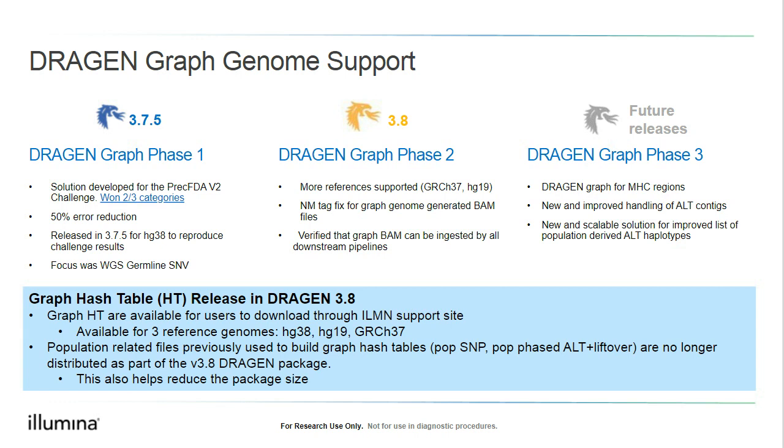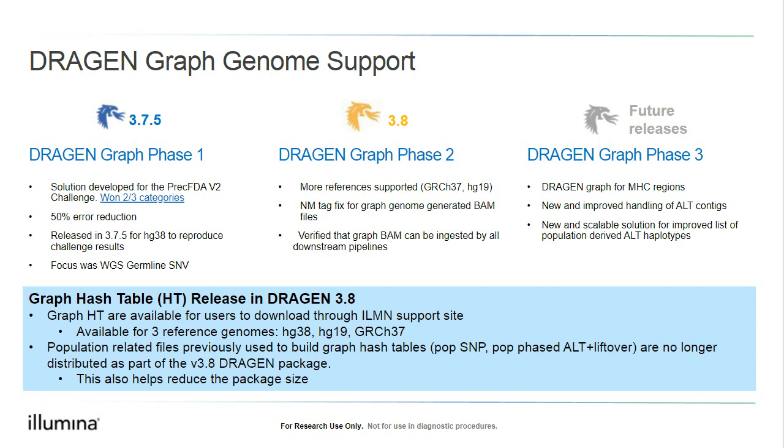We also had a minor fix that we have made on the NM tags for BAMs that were generated for these graph genomes. And now we have also confirmed that this BAM file that you would get from the graph genome is now ingested by all the downstream pipelines that DRAGEN offers. We have further plans to work on the graph genome. For example, in phase 3 that would come in a subsequent release, we'll be looking at MHC regions, and also how to better handle alternate contigs and population haplotypes that help to improve the quality of these graph genomes.